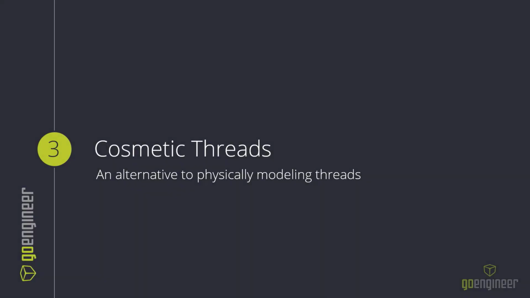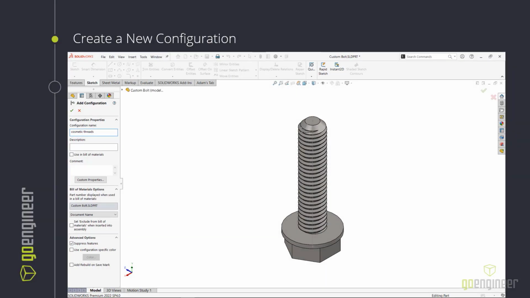So that was the second method in creating threads. The third method is a cosmetic thread. Now this is different from physically modeling threads because we are not actually physically modeling threads. We are just drawing a circle and saying, hey, there would be threads here. These are the sizes, and it is a really useful tool within SOLIDWORKS. So let's see how that's done.